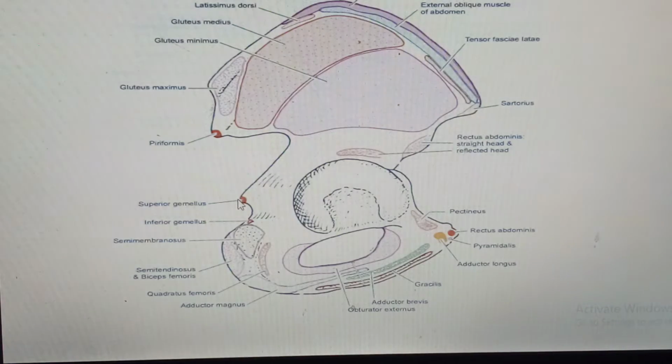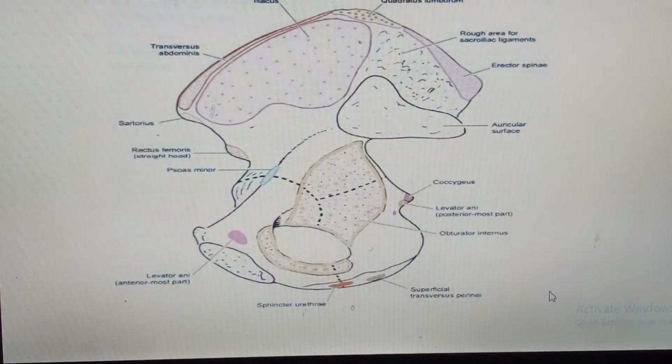Then of course superior gemellus, inferior gemellus. The superior gemellus muscle will be coming from the ischial spine. So these are some important muscle attachments. Then if you look at the pelvic surface, I told you that iliacus in the iliac fossa will take origin from the fossa, you can see transversus abdominis from the iliac crest. You can see quadratus lumborum, all these ones.